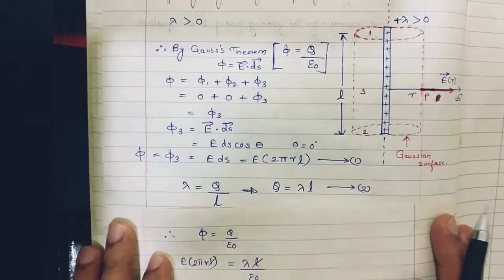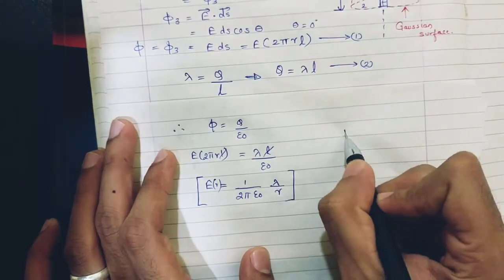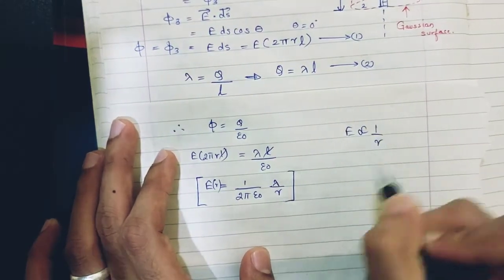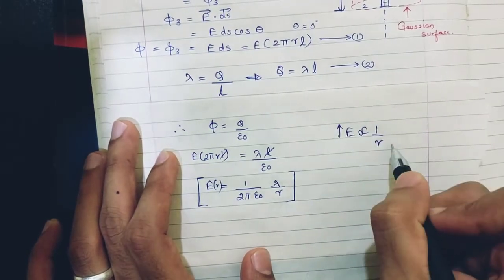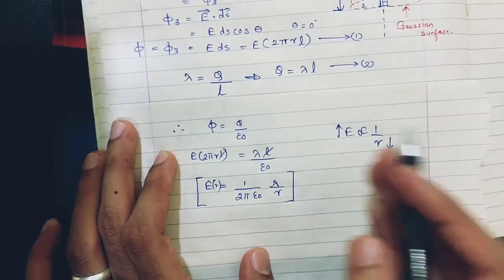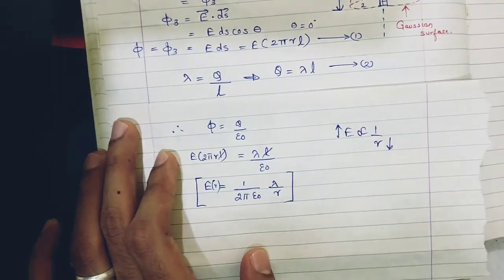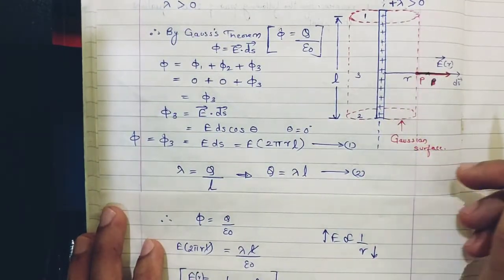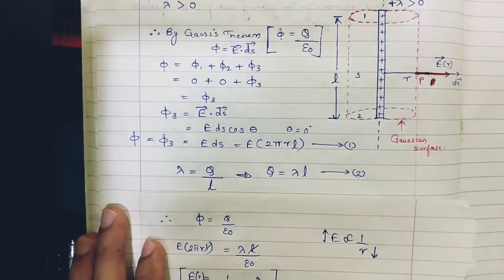The second thing is the relation between E and r. If you see, E is inversely proportional to r. That means that if r increases, E decreases. As you go away from the wire, your E will go on decreasing. As r increases, as you move away from the wire, your E will go on dropping. This is the second analysis you have to remember here.